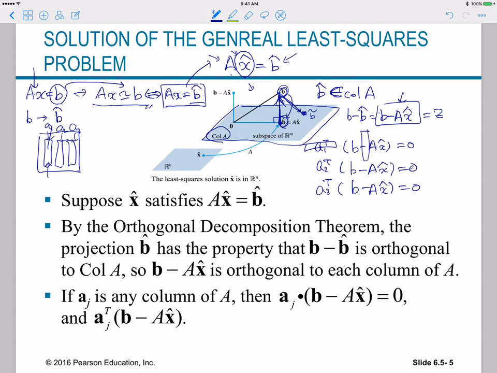So altogether, if we rewrite this part in a single matrix-vector representation, we just compile these three row vectors into one single matrix. Let me use another color. So this part, we can represent as A transpose, okay? And then A transpose times b minus A x hat should be 0, 0, 0, which is this guy, right? So this guy is the same thing.